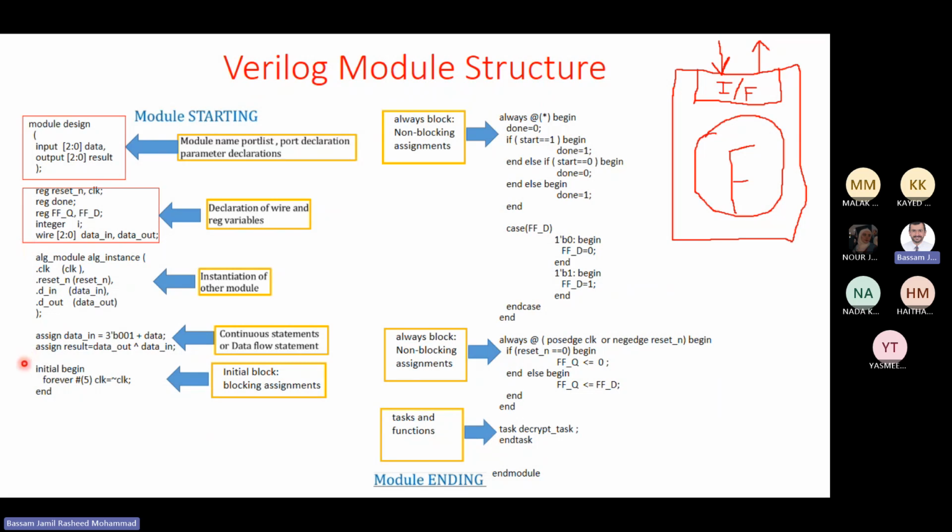Now notice I have here initial and here always. Initial and always. The initial is a block that is executed once, meaning you execute it and that's it. Always is an infinite loop.